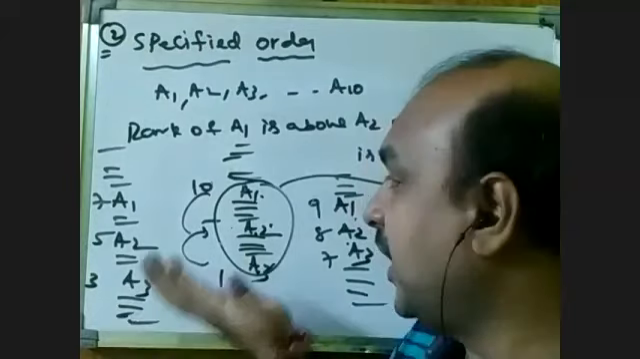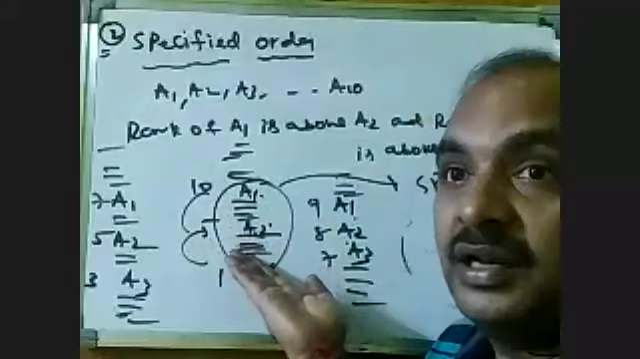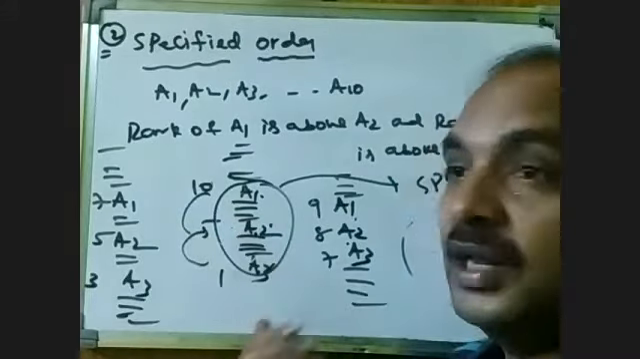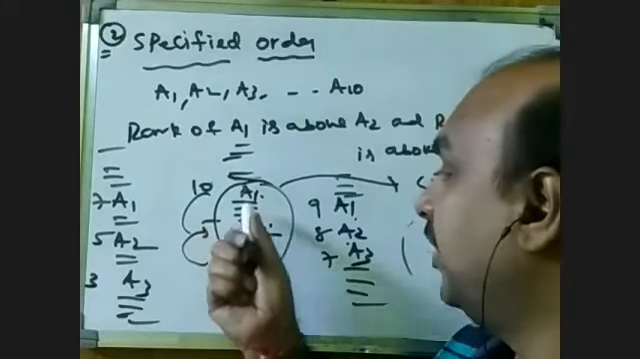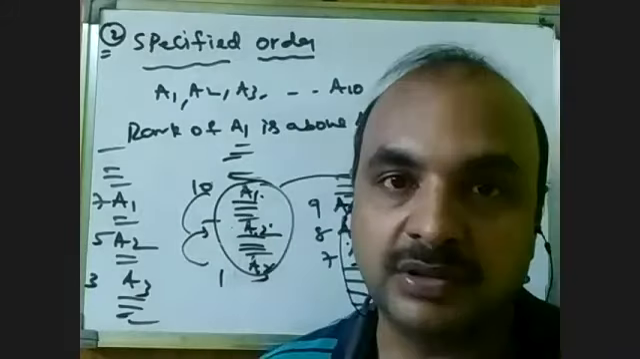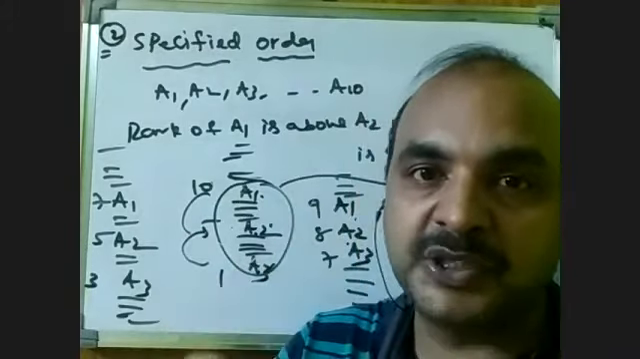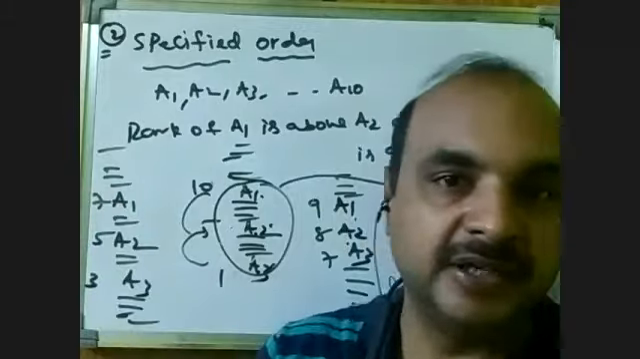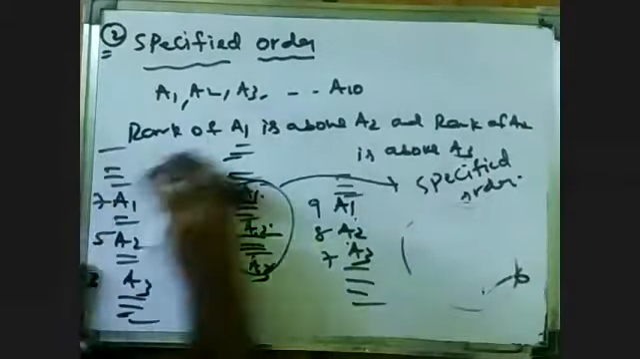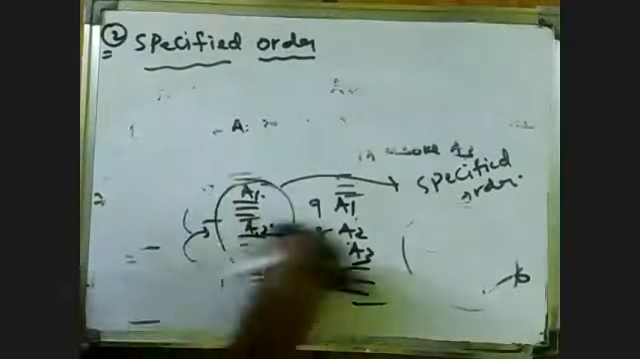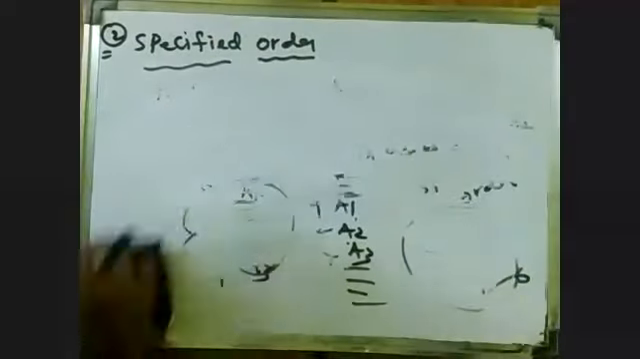The rank of A1 is always greater than A2, and the rank of A2 should be greater than A3. Then no doubt A1, A2, A3 are in specified order. First, identify what you mean by specified order, and then we go for that arrangement. Now I'll give one more beautiful example so that you can understand. I'll give the same thing, but I change the words.